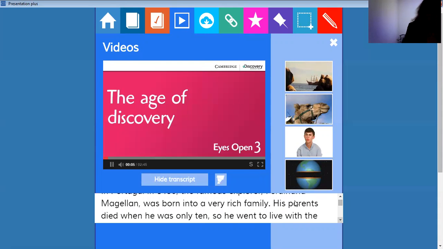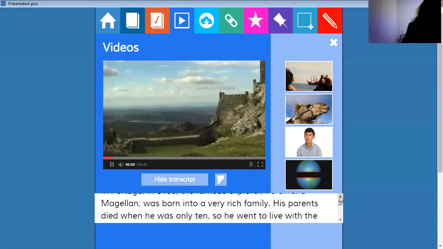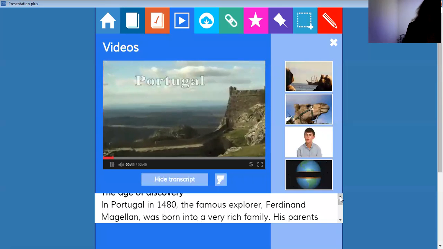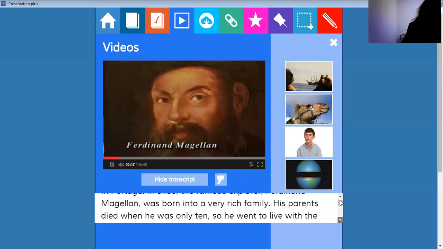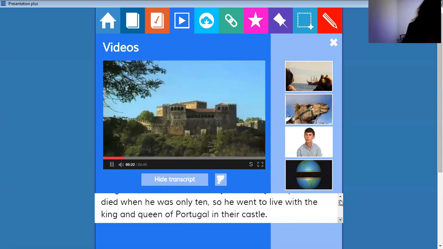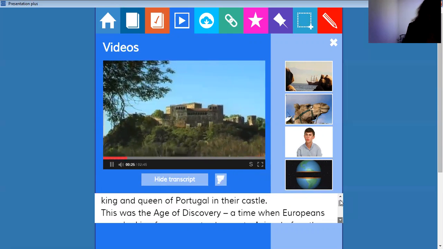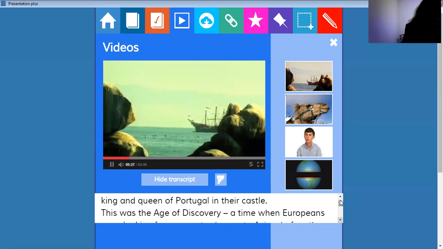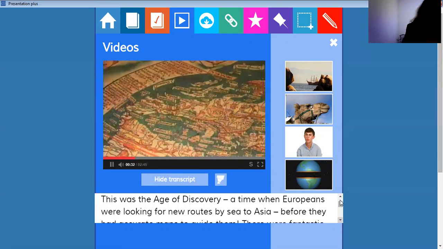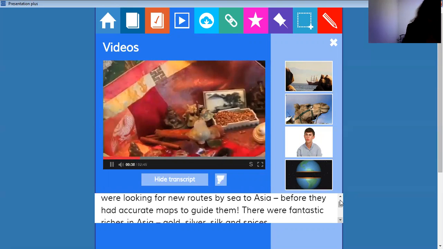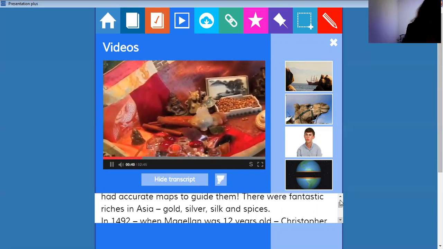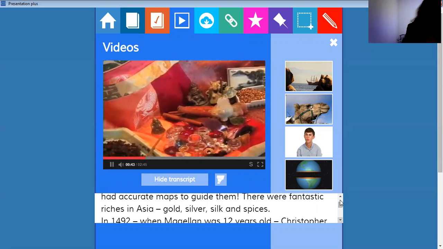The Age of Discovery. In Portugal in 1480, the famous explorer, Ferdinand Magellan, was born into a very rich family. His parents died when he was only 10, so he went to live with the King and Queen of Portugal in their castle. This was the Age of Discovery, a time when Europeans were looking for new routes by sea to Asia before they had accurate maps to guide them. There were fantastic riches in Asia: gold, silver, silk, and spices.